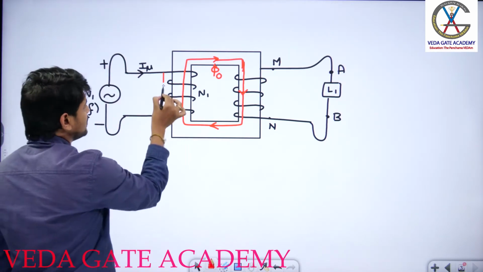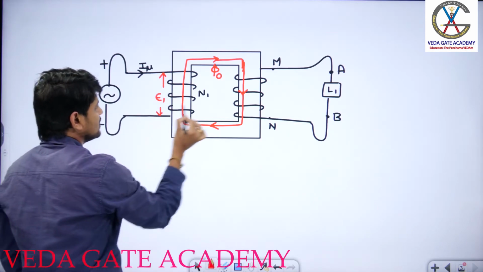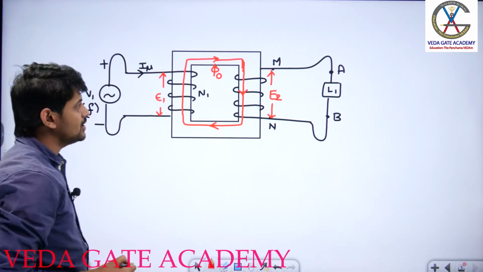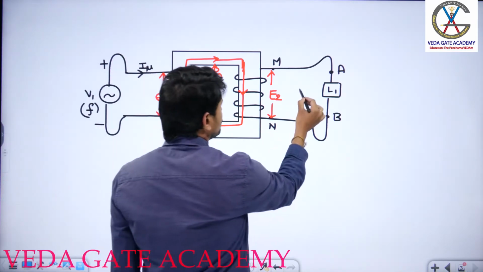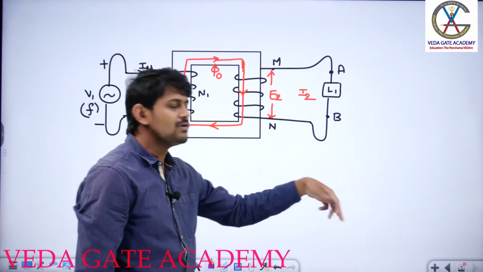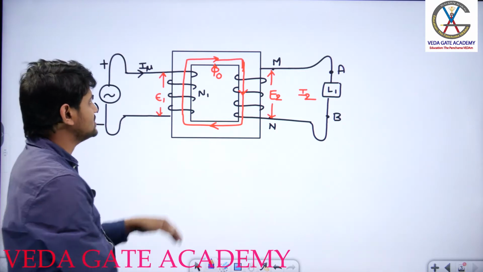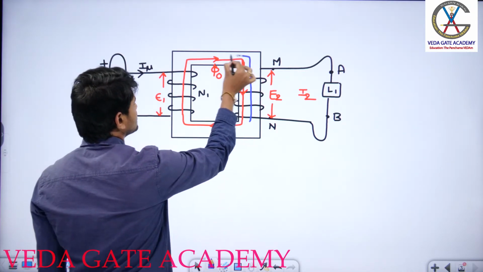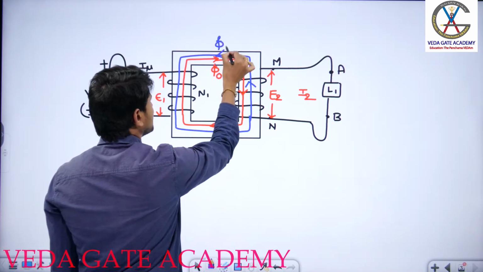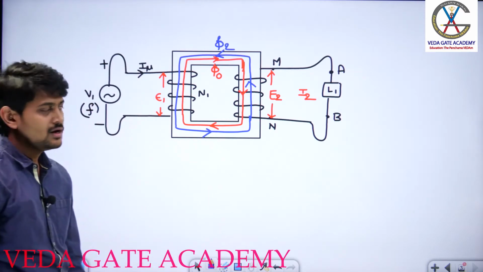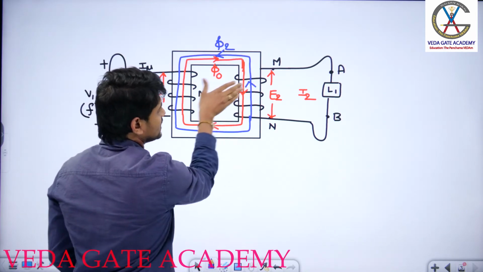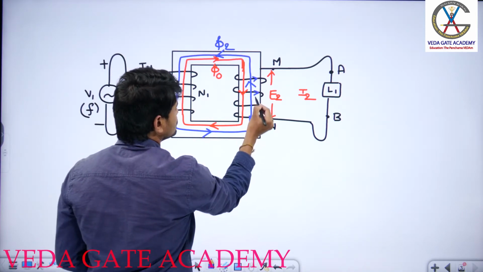So this is my direction of operating flux. Because of this operating flux, you are going to get induced EMF in the primary and secondary winding, E1 and E2. And this E2 will drive a current I2. I don't know the direction of current I2. The current direction I2 will be in such a way that it will produce one more flux which will oppose the main flux. That means the secondary flux phi 2 should be in this direction. Now, in order to satisfy the right hand thumb rule, if the direction of flux is in this direction, the direction of current I2 in the secondary winding should be in this fashion.